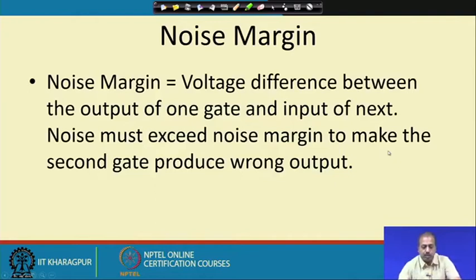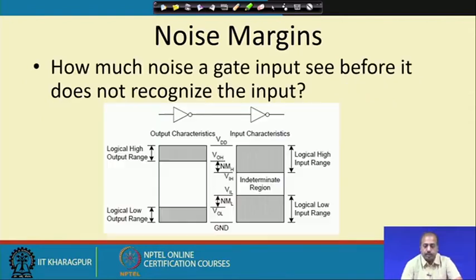So, we have this noise margin, which is the voltage difference between the output of one gate and the input of the next. In this case, noise margin high is equal to VOH minus VIH. Similarly, noise margin low is VIL minus VOL. So, this way we can define the noise margins low and high.